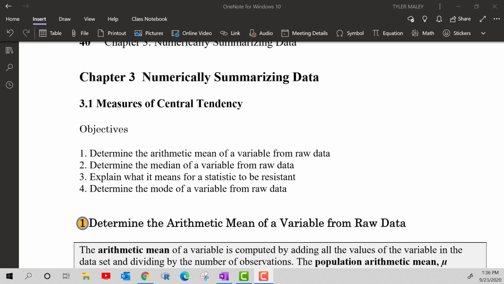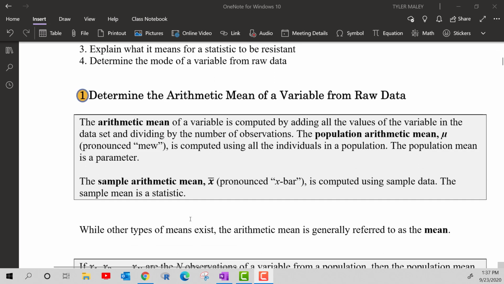Hi, so we're ready to start in Chapter 3, which is numerically summarizing data. The first section, 3.1, we're going to look at measures of central tendency. So we have four objectives. We want to determine the arithmetic mean of a variable from raw data, determine the median of a variable from raw data, explain what it means for a statistic to be resistant, then lastly, determine the mode of a variable from raw data. All right, so let's look at the first objective.